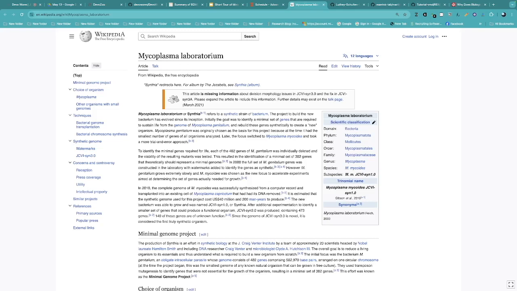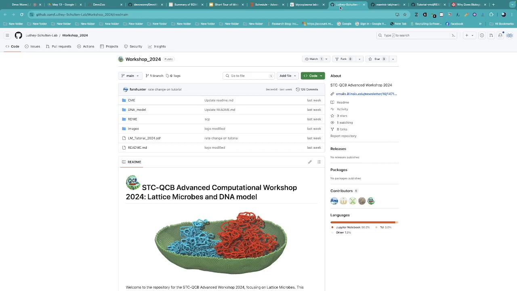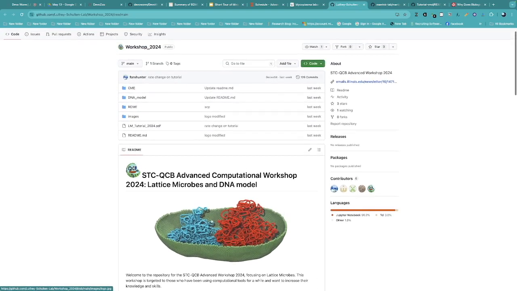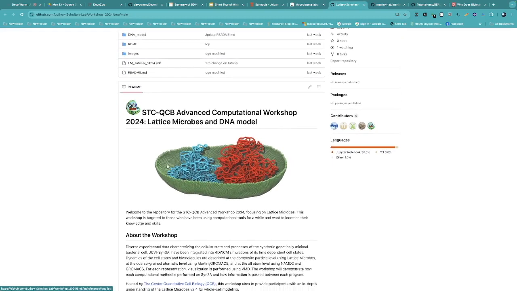This is the Wikipedia page for it, if you're interested. Then, there's some open source software associated with this. This is the software for the workshop. This is actually a vesicle that's dividing. This is a vesicle that's stretching out and doubling the amount of DNA in the vesicle.